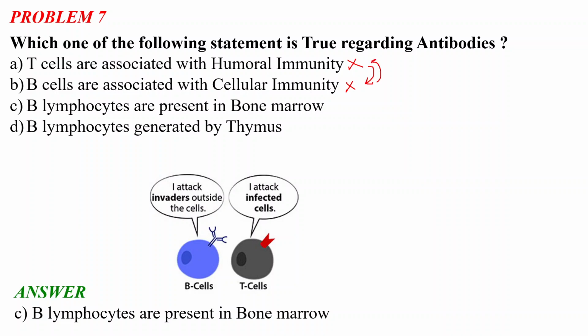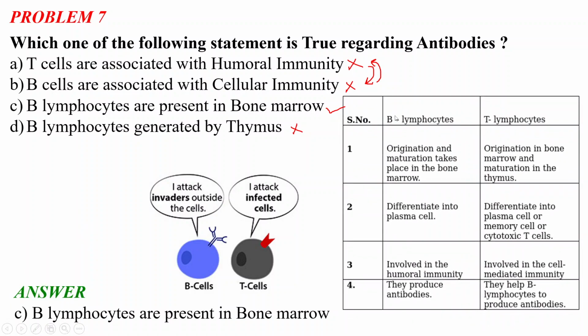The T cells are associated with cellular immunity and the B cells are associated with humoral immunity. B lymphocytes are present in bone marrow, which is correct, and B lymphocytes generated by thymus is wrong. Actually, T cells are generated by thymus, and it is very easy to remember because T stands for thymus and B stands for bone marrow. So, you can remember it like this.